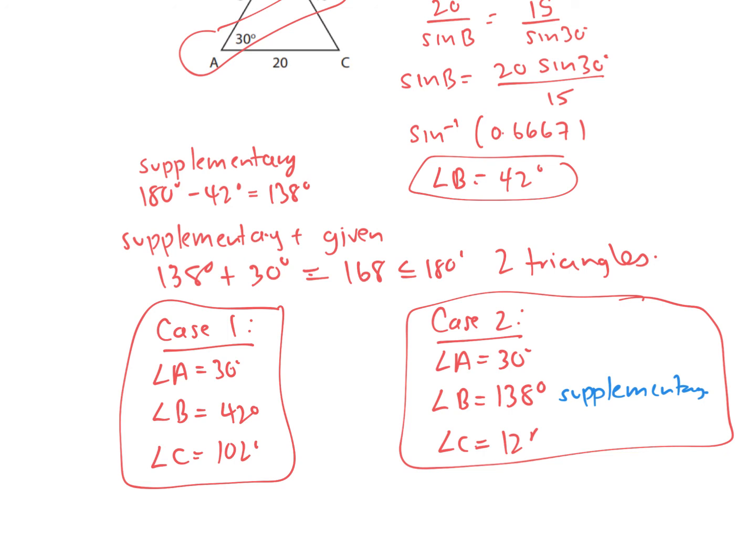So whenever you have law of sines, you always just want to double check to make sure it's not the ambiguous case. So you would solve law of sines as you always do, and then you're just going to subtract your answer to find the supplementary and check and see if your supplementary plus your given is more or less than 180. If it's more than 180, you know you only have one answer. If it's less than 180, you know that you could have two possible answers.